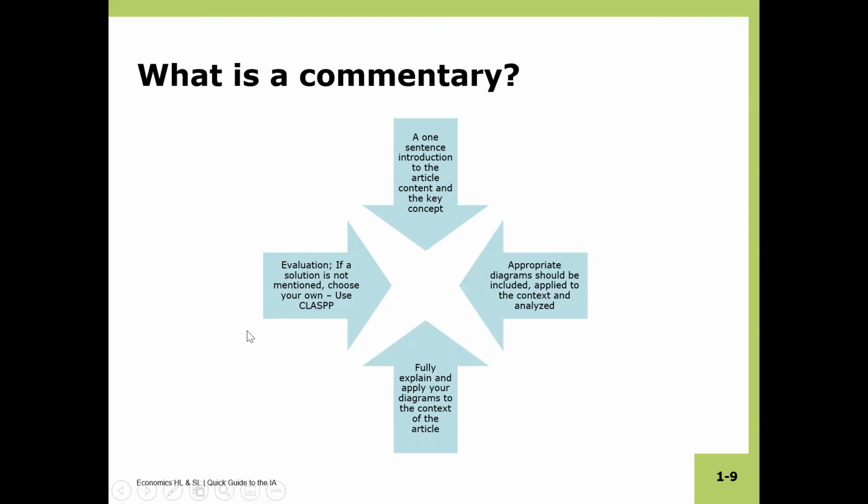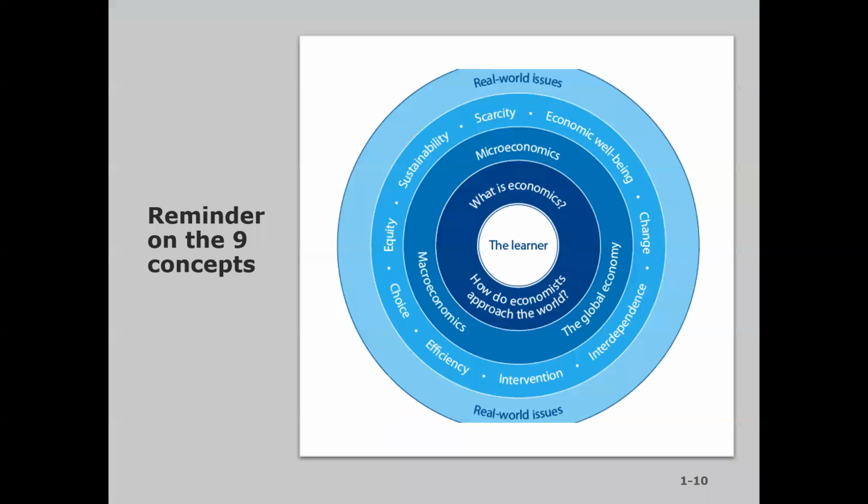So you're basically saying, okay, there was a solution to a problem mentioned. What do I think about that solution? Essentially, you have an introduction. You're explaining what's going on with the use of diagrams. You continue your explanation with words, and then you're evaluating what the government has done, or you talk about a potential solution yourself. You examine the pros and cons, etc., of that, and whether it's going to work or not. Reminder of the 9 concepts.